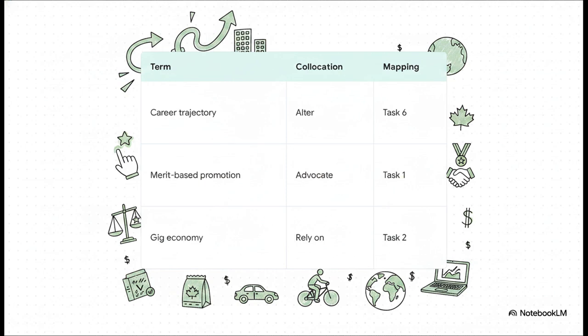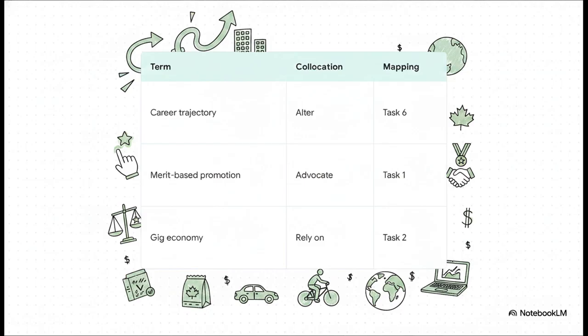The trap is pronouncing the J cleanly, say trajectory. Next, merit-based promotion. You would advocate for merit-based promotion in a Task 1 letter requesting a raise. This touches on strict anti-nepotism norms in Canadian business. And don't forget to hyphenate merit-based.